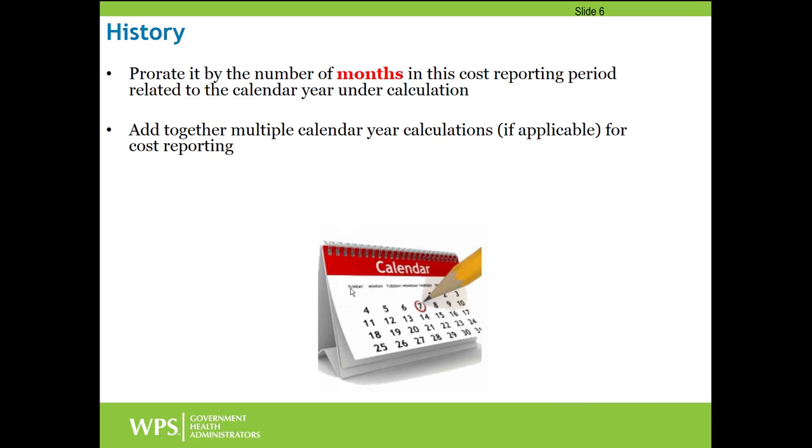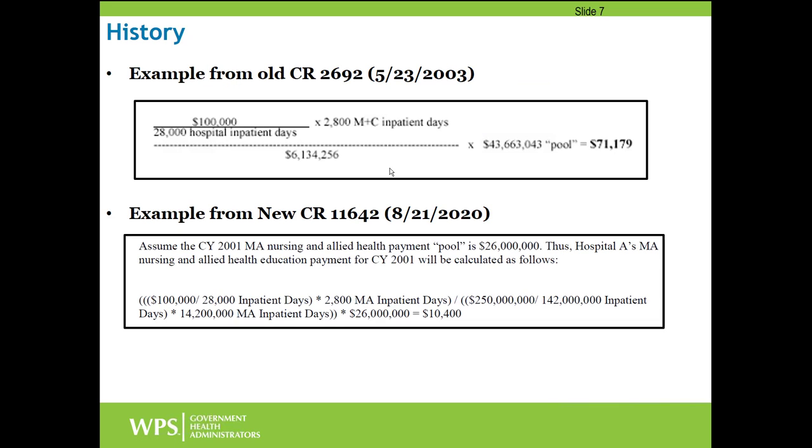So if we have 2 full calendar years, but we have a 630 provider, we're going to take half of the first calendar year and then half of the second calendar year and add them together to report this amount for this one cost reporting period. Again, our form that we're going to talk about later handles this for us. I'm just going through the overview of this calculation.